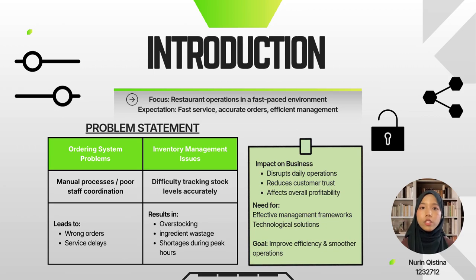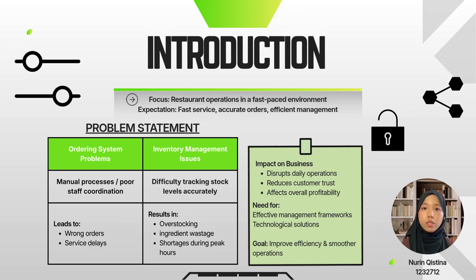Firstly, ordering issues often happen due to manual processes or poor coordination between staff. This can lead to wrong orders, delays in service, and customer dissatisfaction. Secondly, inefficient inventory systems make it difficult to track stock levels accurately. This may cause overstocking, wastage of ingredients, and shortages of important items during busy hours. These problems affect daily operations and also reduce customer trust and business profitability.